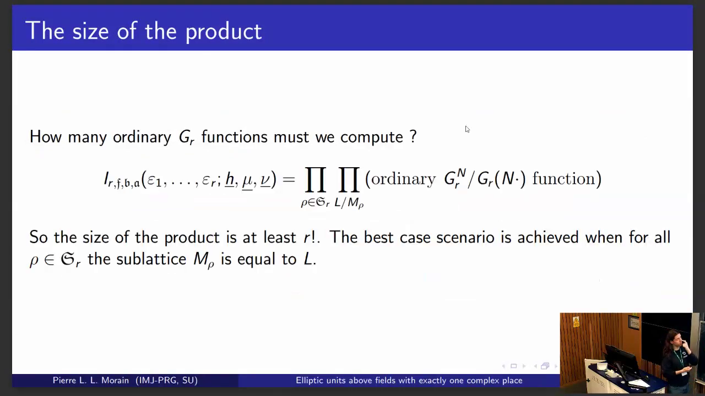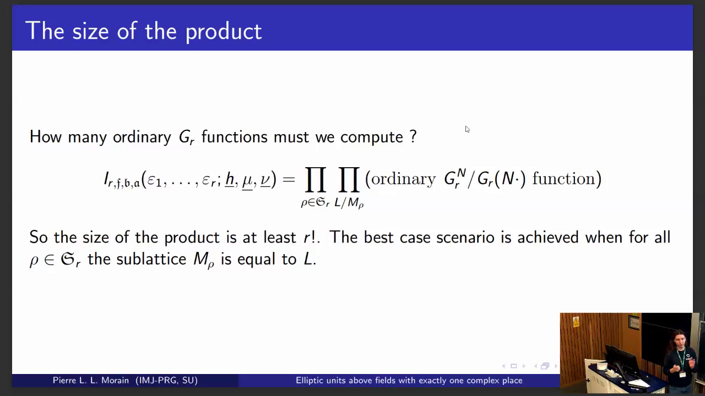This is a product which is indexed by the symmetric group on R elements. And then you also have another finite product which involves a sublattice M. Now you don't really know what M is. So the base case scenario at least is to compute only R factorial terms, and this case arises when you have all sublattices equal to L. So in the preprint, I spend a lot of time explaining how to achieve this.